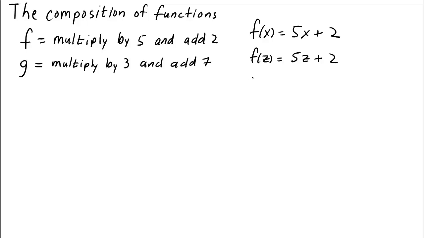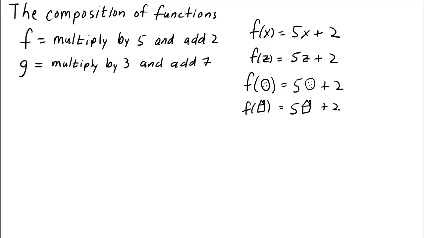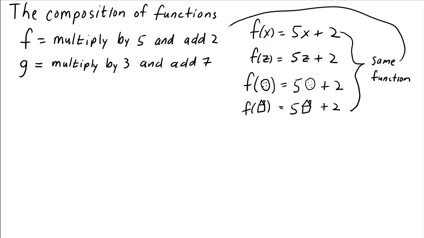I could even say f of potato equals 5 times potato plus 2, or f of house equals 5 times house plus 2. All of these represent the exact same function, and that function is the function multiply by 5 and add 2.